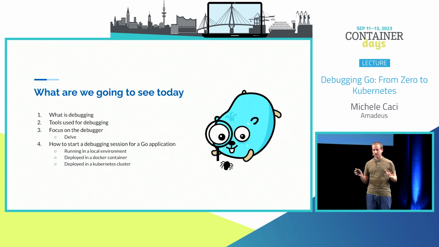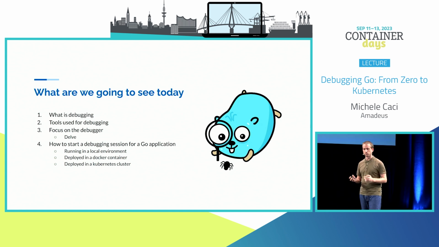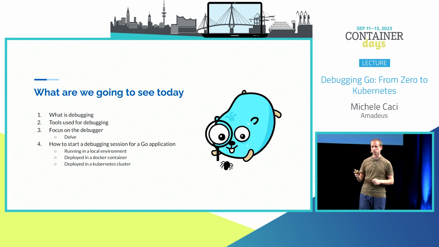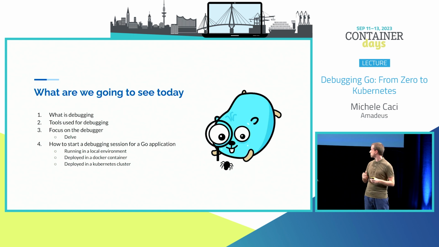So let's have a look in more detail at what we are going to see today. First of all, we will make a little introduction about what debugging is, what the tools are that we use for debugging, and then we will focus specifically on the debugger tool and on Delve, which is the specific tool to debug a Go application. Once we have done this introduction, we will see how to debug a Go application running on a local environment, in a Docker container, and on a Kubernetes cluster. We will do this step by step.